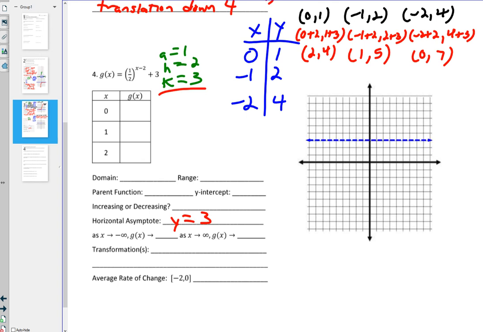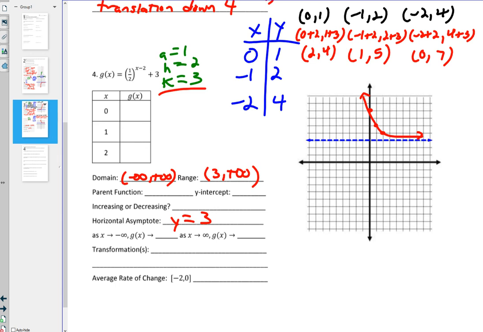And then I plot the points that I just came up with: 2, 4, 1, 5, and 0, 7. That looks like my decay. I'll just go fast through this one because I want to be able to finish that last page. Domain is again all real numbers. Range is from, this is going from 3 up, so it's 3 to positive infinity.